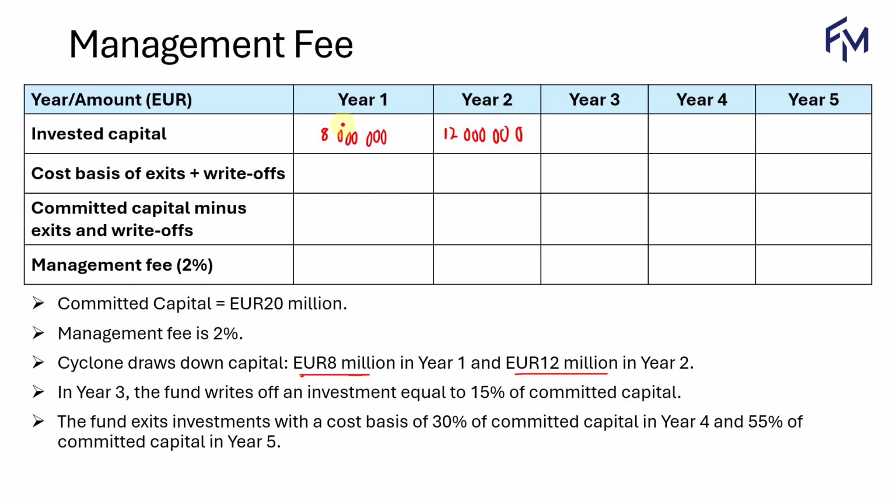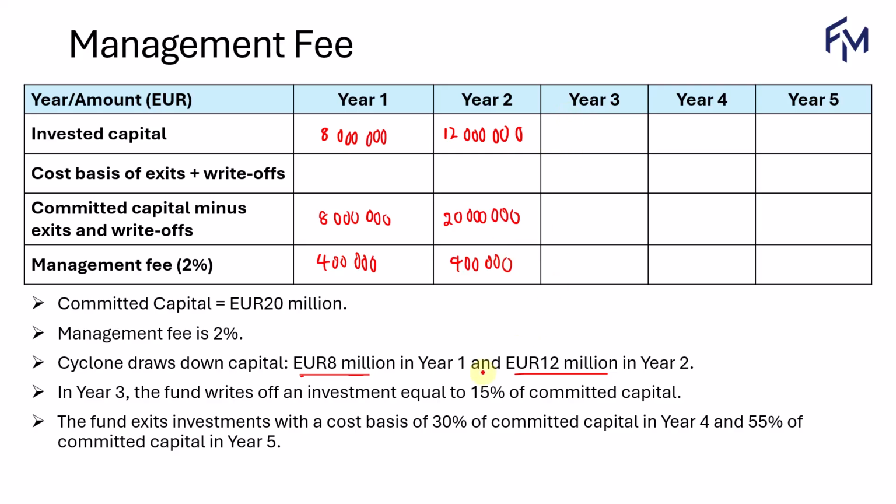Now, if you add up these numbers, you will get the committed capital. So there will be 8 million in year 1 and 8 million plus 12 million would be 20 million in year 2. So based on this period, we can calculate the management fee. The management fee will be 2% of committed capital, which is 20 million. So 20 million times 2% would be 400,000 euros. So I can put 400,000 euros here. I can do this because there are no exits and write-offs yet.